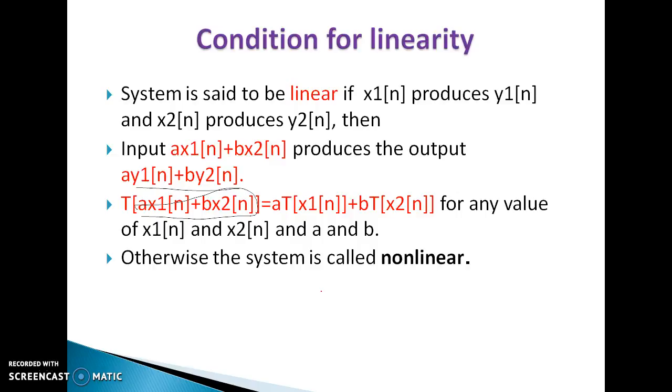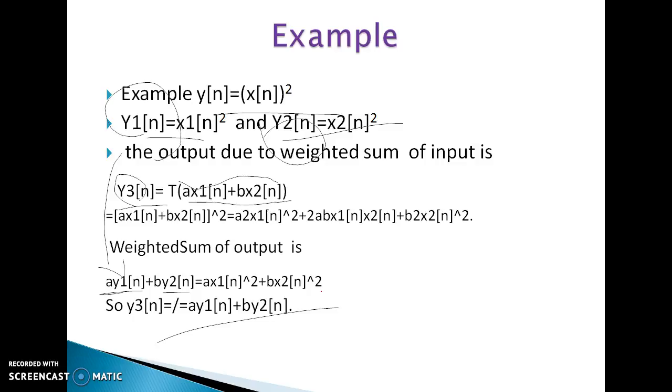So the condition for linearity is that both homogeneity and superposition must hold true. Then the system is said to be linear. For finding out the linearity property, the steps are: first of all, for whatever system is given, find y1 of n due to the x1 of n input, find y2 of n due to the x2 of n input, and find out the output due to the weighted sum of input.